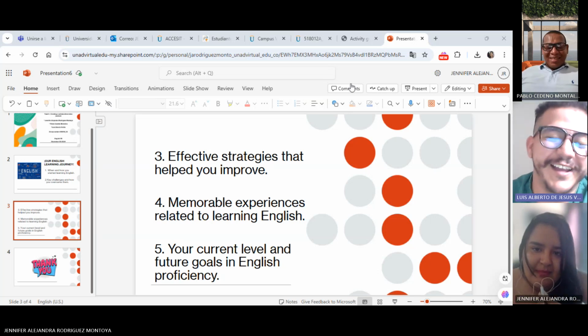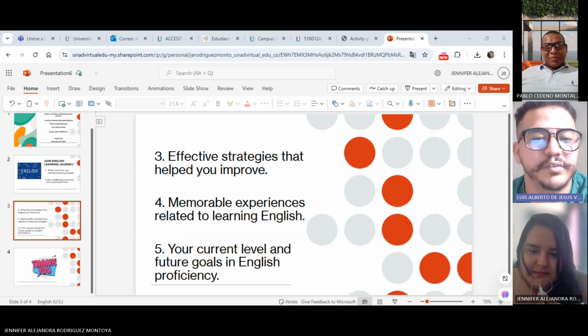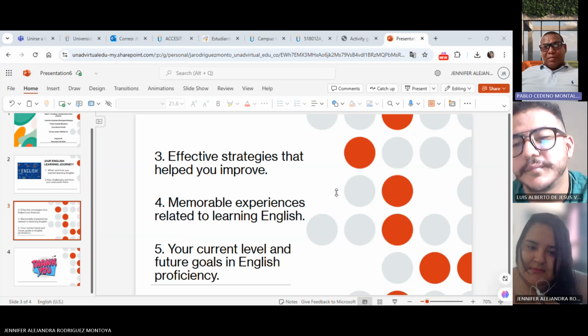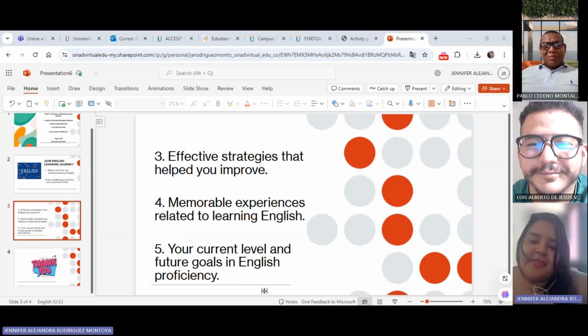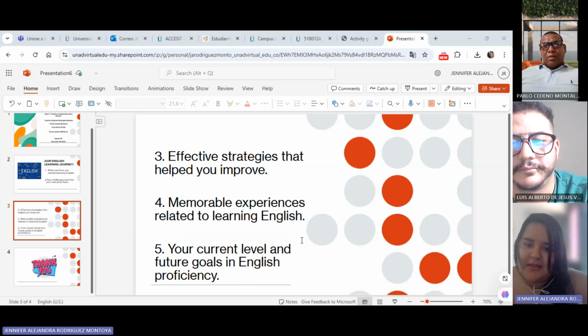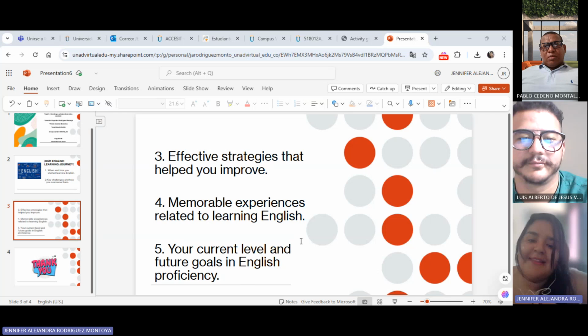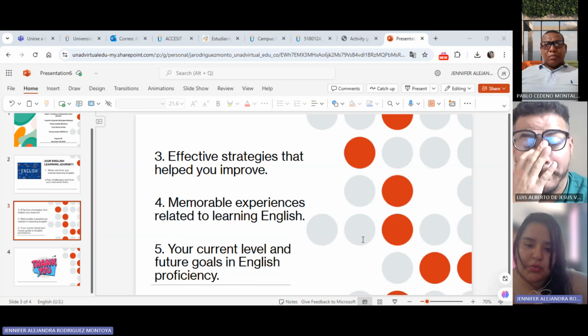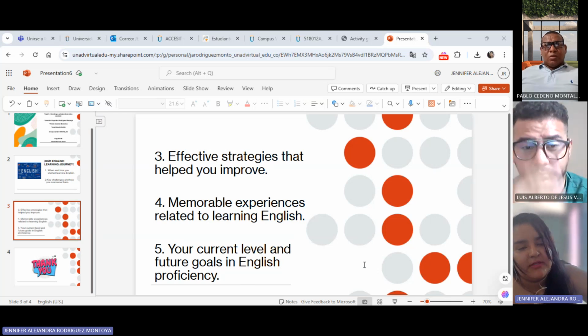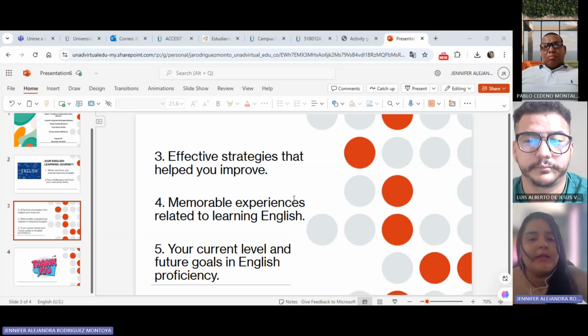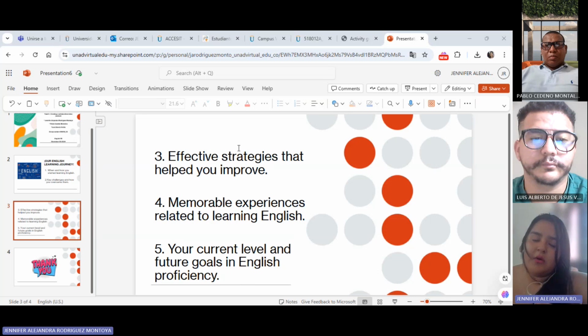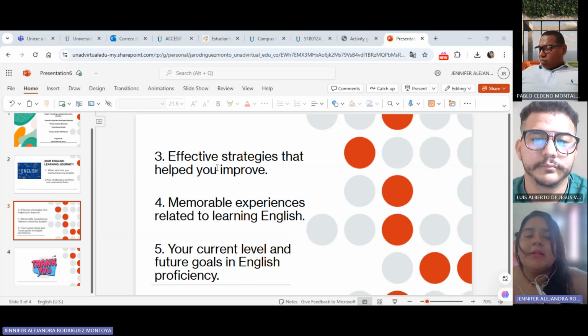Okay. And the last point is your current level and future goals in English proficiency. Jennifer or Pablo? Okay, I think that my current level is quite basic, probably around A2, but my goal is to reach a C1 level. My ultimate aspiration is to teach English or Spanish in a school in the US, working with native English speakers. So I think that I should improve my English because right now I have basic English for my aspirations, but I know that I can improve.